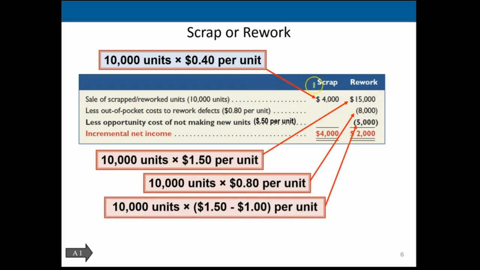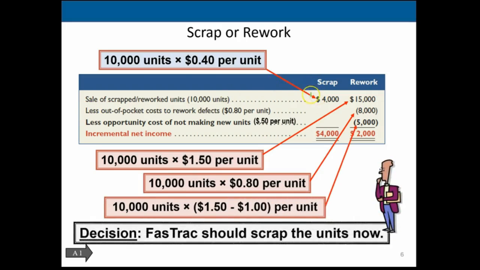Here's the scrap. We sell them, we get $4,000. Why? Because we got 10,000 units. We could sell them at 40 cents at the scrapped price and just walk away at that point. Or we can rework them. At the end of the rework process, we can then sell them at full price, which would be the 10,000 units at $1.50, giving us 15,000.